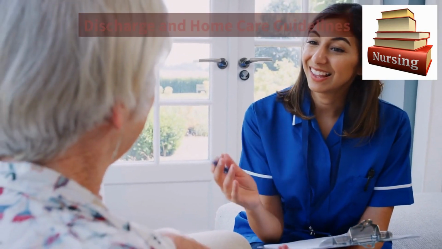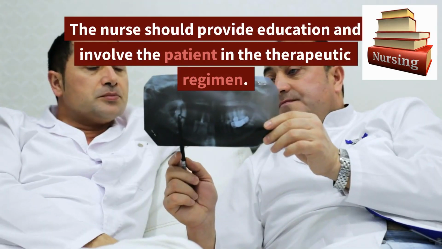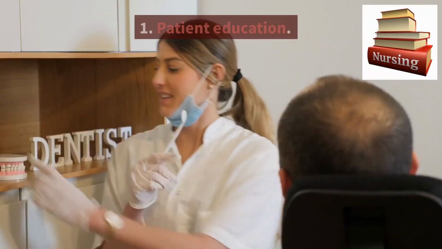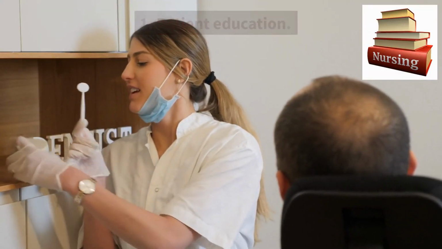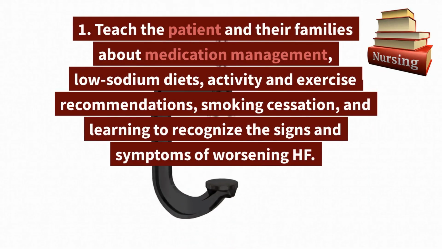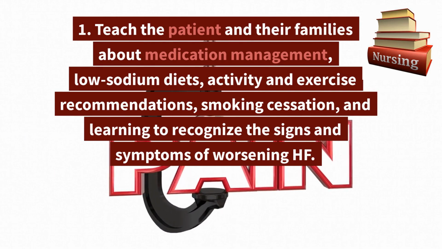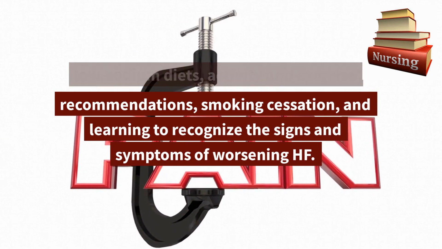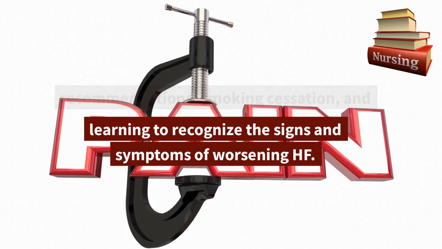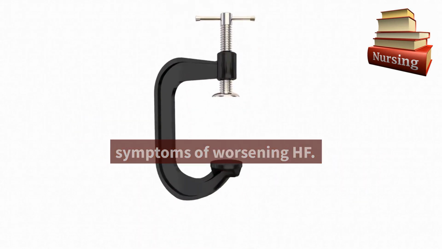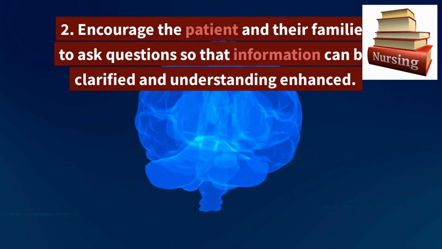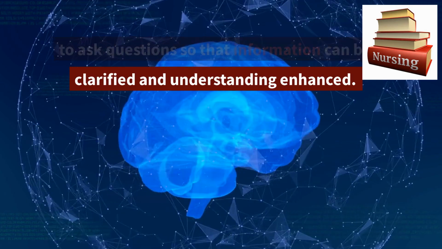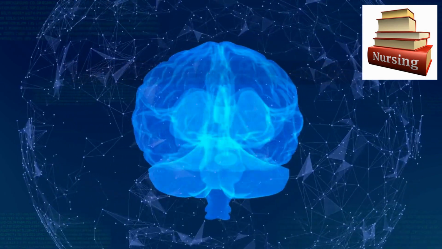Discharge and home care guidelines. The nurse should provide education and involve the patient in the therapeutic regimen. 1. Patient education. Teach the patient and their families about medication management, low-sodium diets, activity and exercise recommendations, smoking cessation, and learning to recognize the signs and symptoms of worsening HF. 2. Encourage the patient and their families to ask questions so that information can be clarified and understanding enhanced.